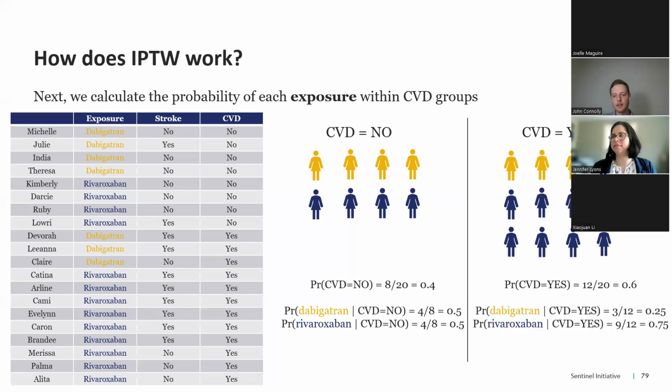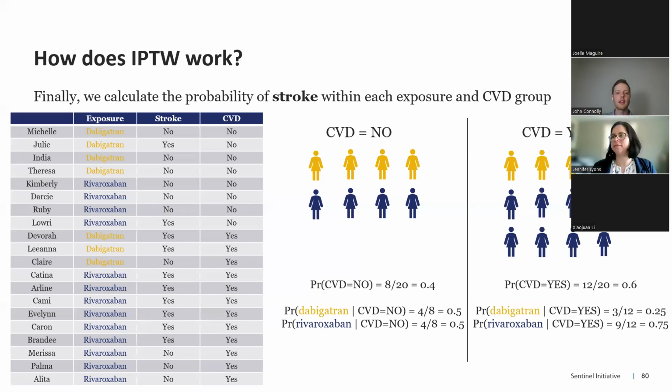Then we'll do the same thing for the CVD equals yes patients as well. We can either look at the data set or the avatars and see pretty clearly that 3 out of 12 of these patients were given dabigatran, 9 out of 12 were given rivaroxaban, so a 25-75 split. Again, we'll record those probabilities, and then we'll move on to the final thing that we need, which is to calculate the probability of our outcome, stroke, within each of these mutually exclusive exposure and cardiovascular disease groups.